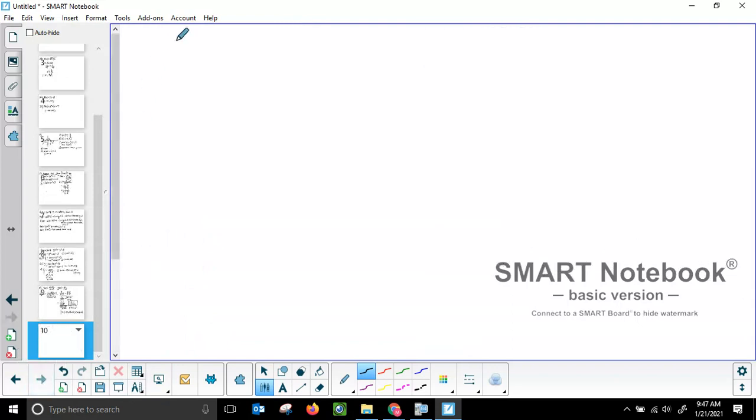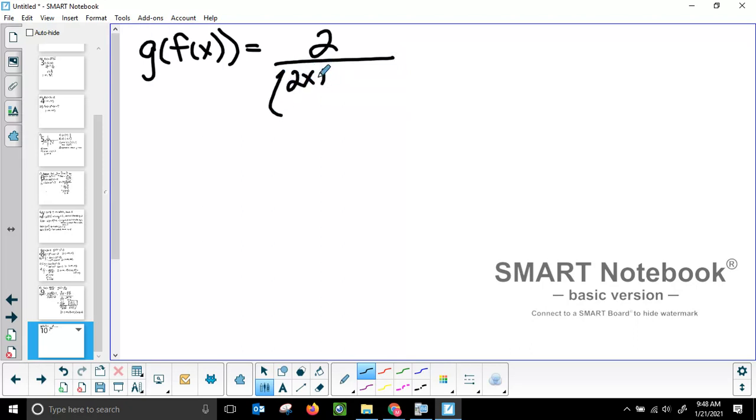Now I will do g of f of x. So now I'm taking the entire f of x function and plugging it in for x into the g of x function. When I do that, I will get 2 over, instead of x, I will have 2x plus 1 over 3x minus 2.